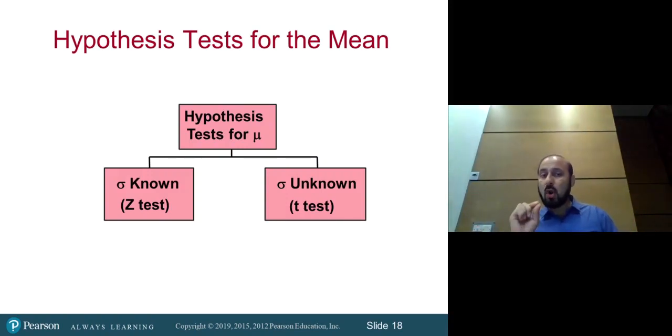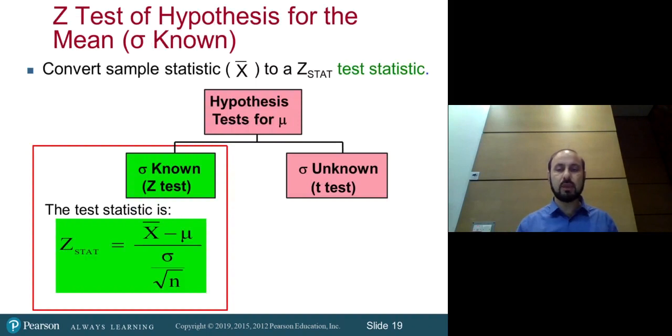Now, in order to know this mean, we need sigma. If sigma is known, we can use the z-test to calculate the critical values. But if sigma is not known, then we can use the t-test. In this lecture, I'm only focusing on when sigma is known. Convert the sample statistic x bar to a z-stat test statistic if you have sigma known. Then you will be able to make an immediate decision about your acceptance or rejection of the null hypothesis.